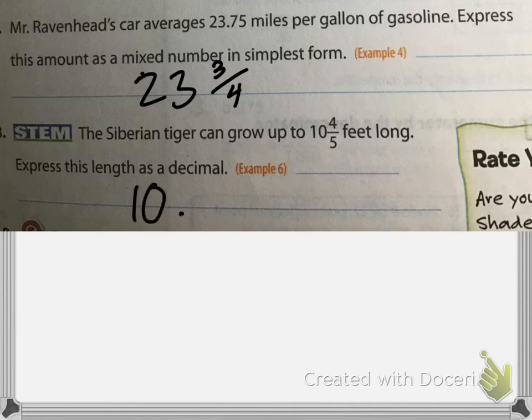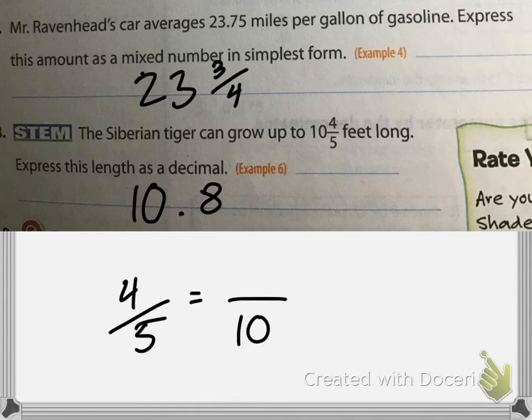This other one, a Siberian tiger, can grow up to 10.5 feet long. Express it as a decimal. We get to keep that 10 because it's our integer. It doesn't matter. Our big number always stays the same. And 4/5 as a decimal. I'm going to call on Jack. It is 10.8. Perfect. 10 8/10. Excellent. Because we get 4 divided by 5, we'd get 0.8. Or we can make it over 10 and get 8/10, just like our ratio tables.